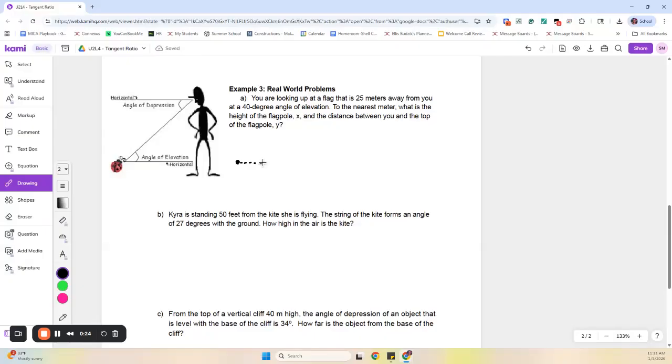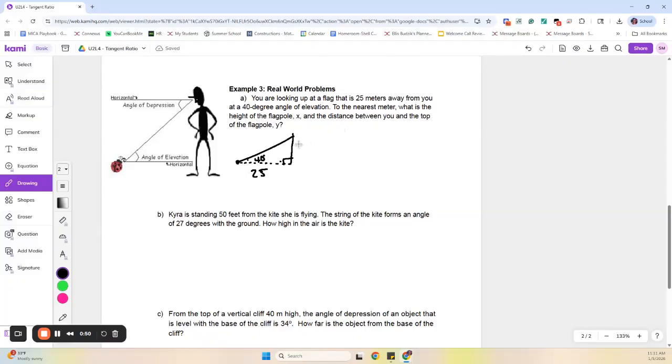So I'm going to make our ground distance 25 meters, and then we have a flagpole. And then we have an angle of elevation of 40 degrees. Again, angle of elevation and angle of depression are actually the same angle because they are alternate interior. You can always put that angle horizontal to your right angle. So I'm going to go horizontal, and that angle is going to be over here in this corner. So we got 40 degrees.